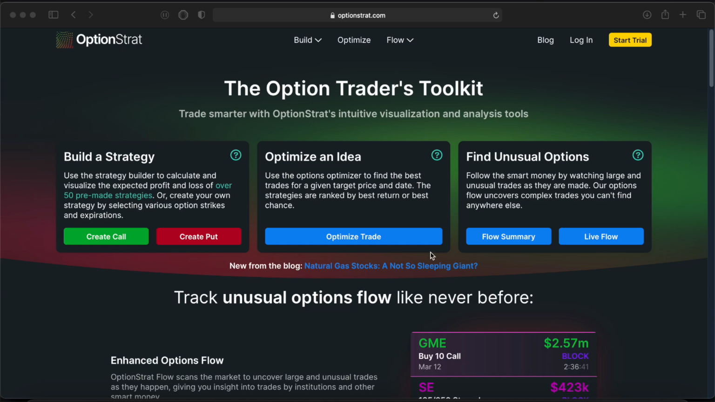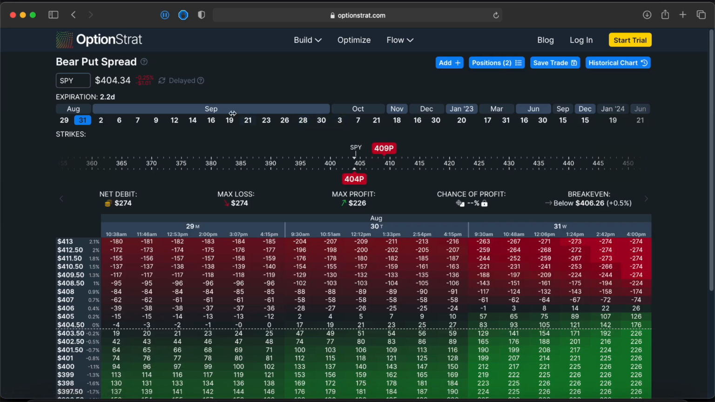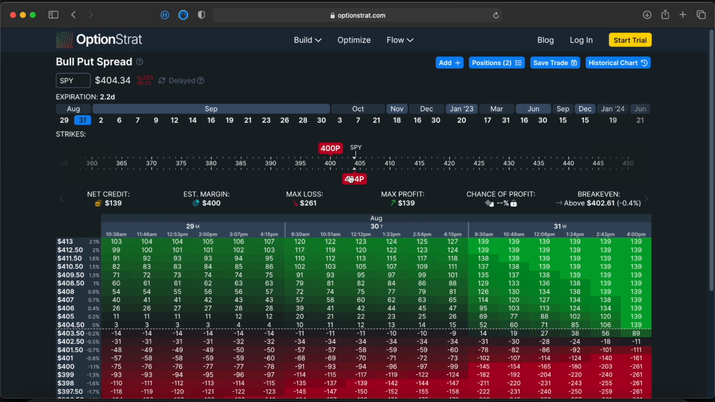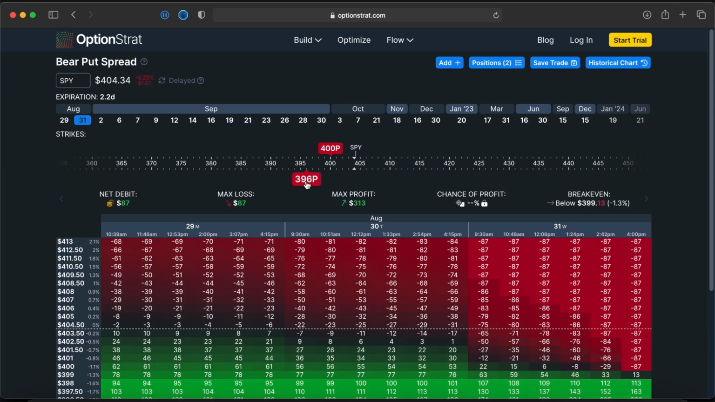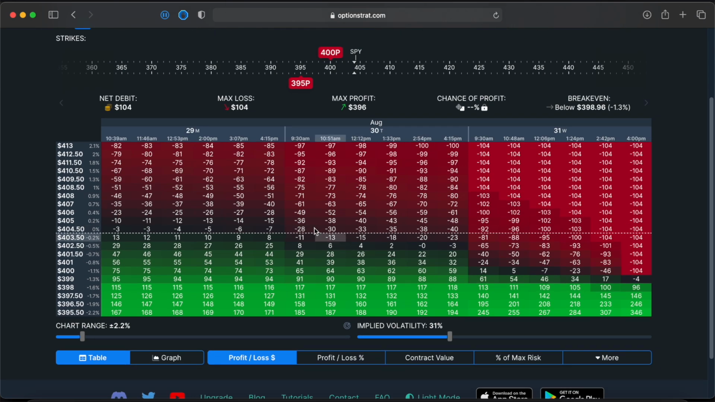OptionStrat allows you to see the profit and loss for your trade before the expiration. And you've probably already seen the P&L graphs on something like Robinhood, where it shows you your profit or loss on the expiration, but OptionStrat allows you to see before the expiration date and even more specific, up until the hour. And this isn't just for regular calls and regular puts.